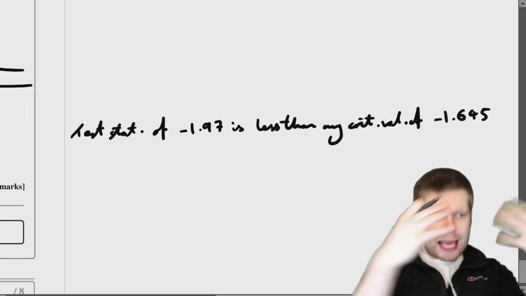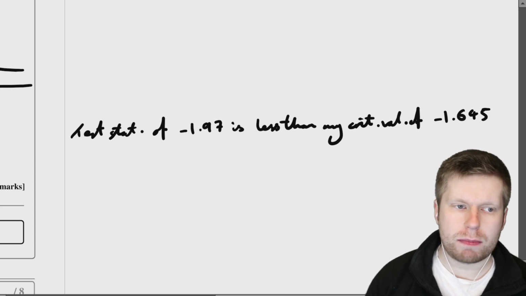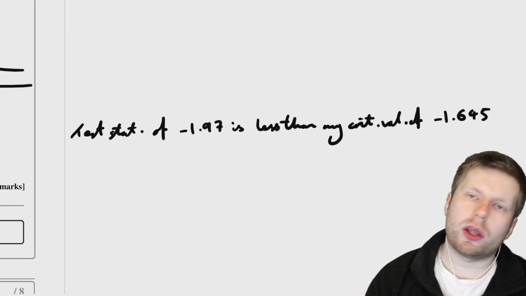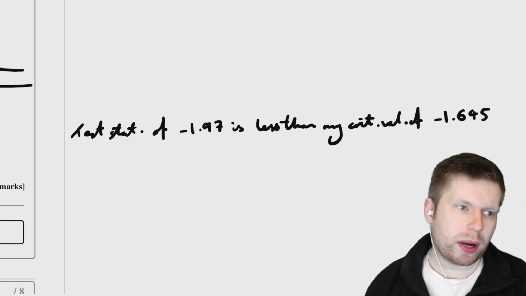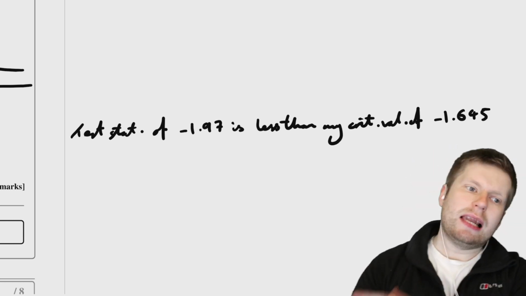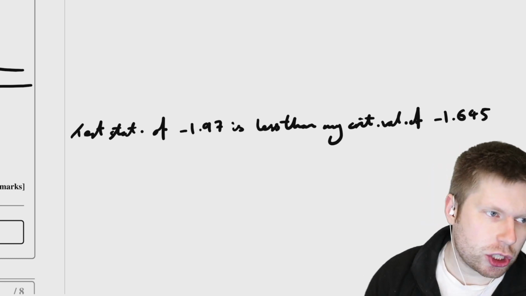Okay, so negative 1.645. That's the first statement. Okay, so in other words, my test statistic lies further away from the hypothesized population mean than my critical value. In other words, my cutoff value is negative 1.645. My test statistic is negative 1.97. It lies further away from the hypothesized mean, okay, in terms of standard deviations.